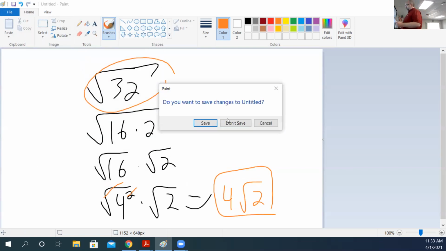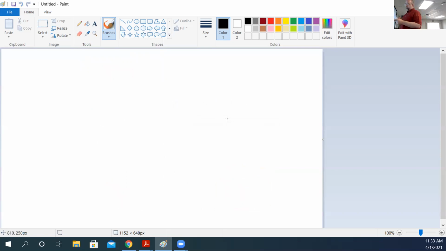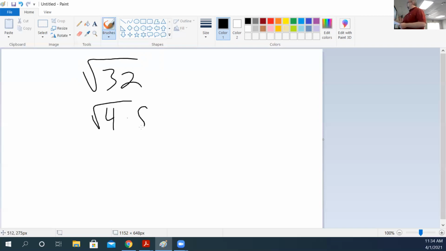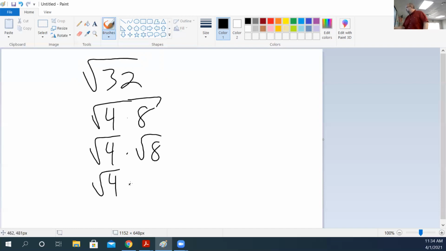All right, last one. What if we did different ones? If you did 32, but what if you didn't find the 16? What if you found 4 times 8? That's all right. Do the same format. Split it up, and then go, square root of 4. Wait a minute. Can't we split up 8 more? We can. We can split up 8 further, because remember, that would be turned into 4 times 2.